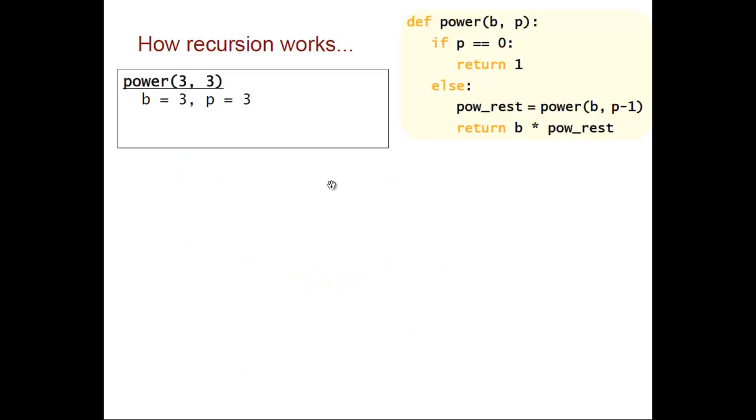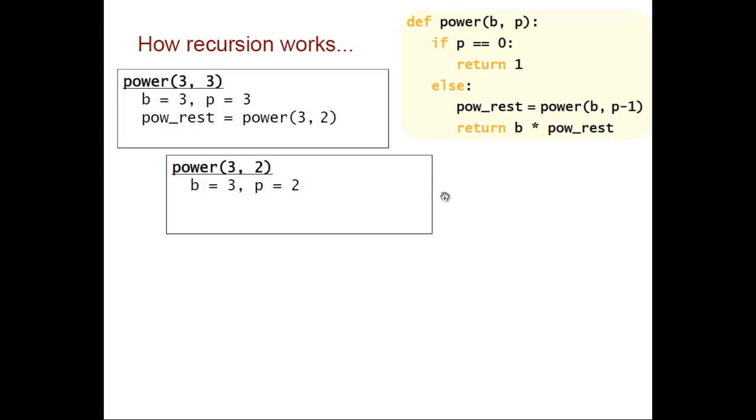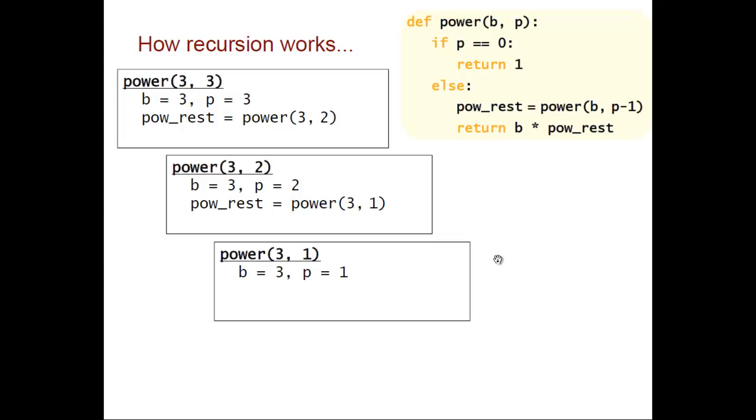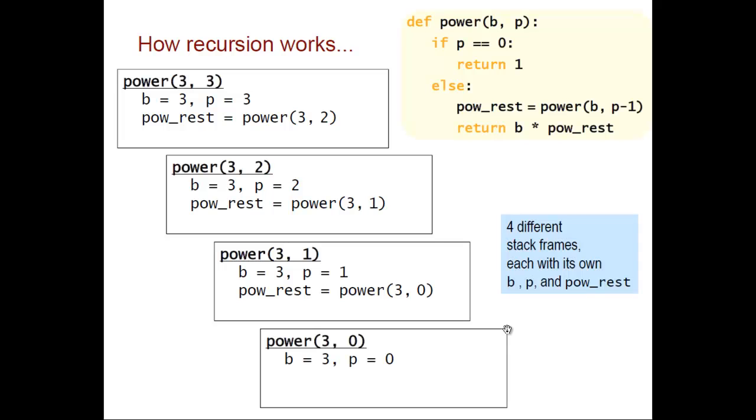Let's see it for a concrete case where b is 3 and p starts out at 3. So we don't have our base case, and so we come down and we make the recursive call and we subtract 1. So now the second input is 2. We get a new stack frame in which p is 2. Again, we come down to the recursive case, we subtract 1 again. That gives us a new stack frame in which p is 1. We still don't have our base case. We make another recursive call passing in 0, which gives us another stack frame. And here, finally, we hit our base case and we return 1.